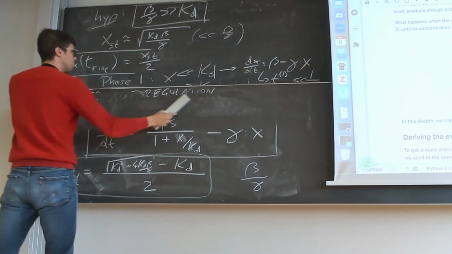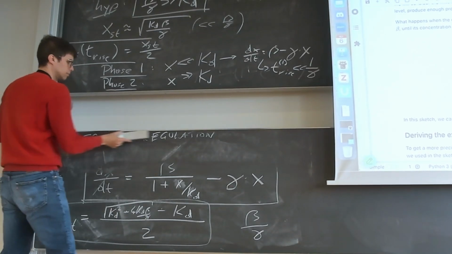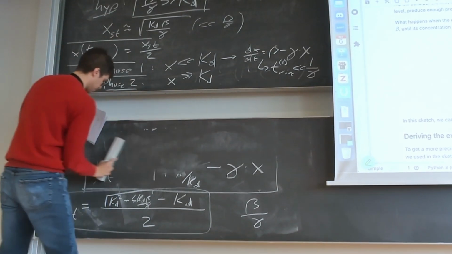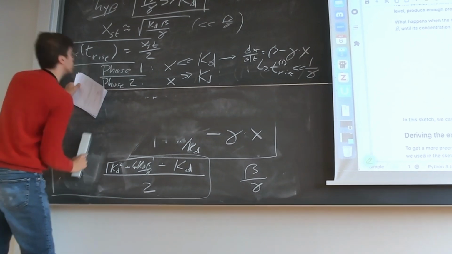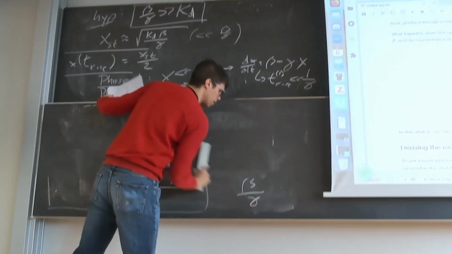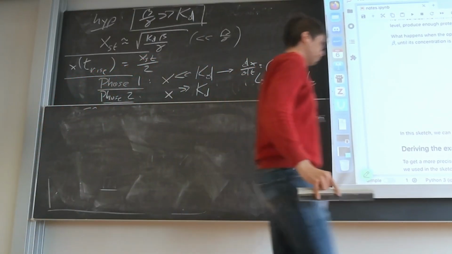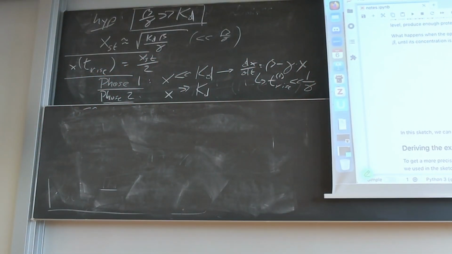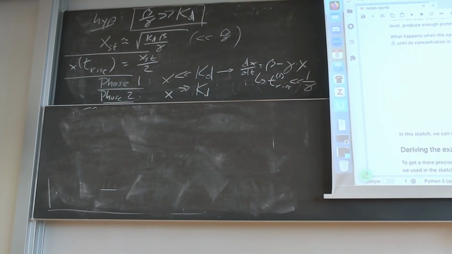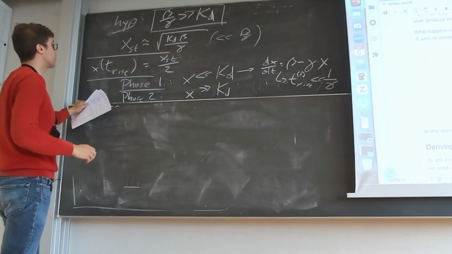Then there's phase 2. So phase 1, you can work out that this is really quick, of course, using these approximations here. So what about the second? In the second phase, we do another approximation.